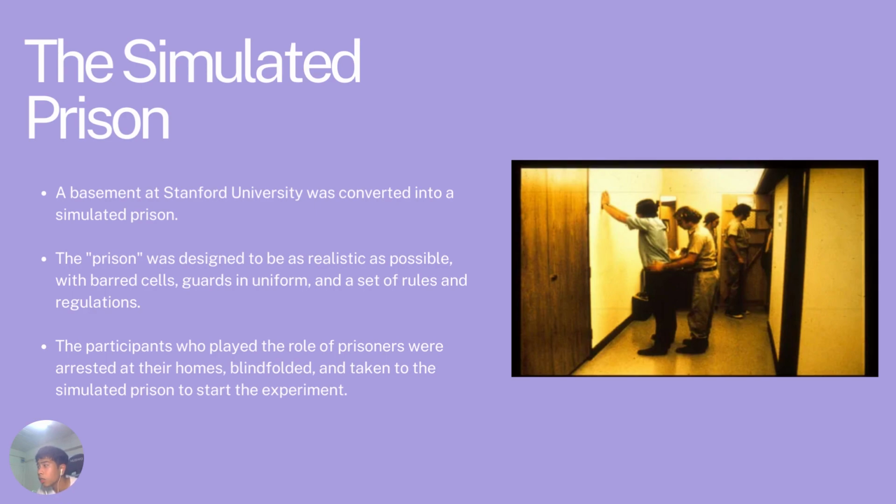Guards had pretty much free range on how they could treat prisoners, although they had two main rules. The first one was that the guard could not hit the prisoner, and the guard could not put a prisoner in solitary confinement, or the hole, for more than an hour.